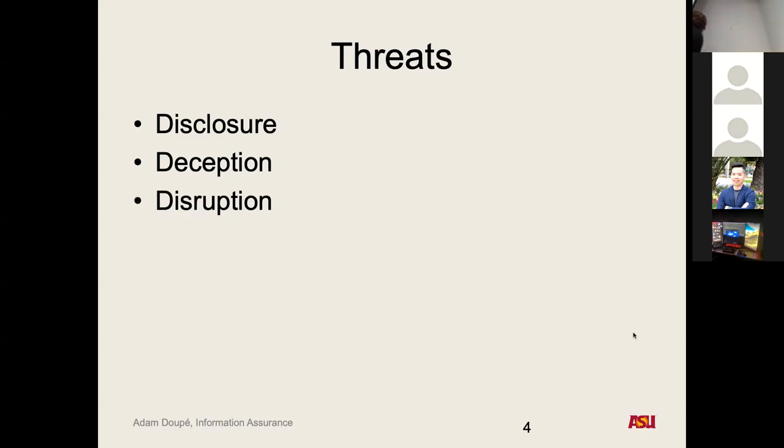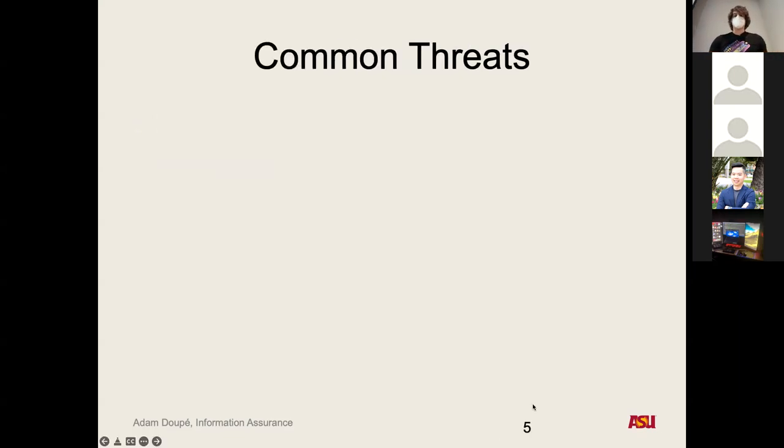Cool. Disruption. We may want to disrupt something. So this is very clearly related to availability. And then we may be able to get more privileges. We'll go to this later. I don't think it's super useful to think about. Okay, cool.